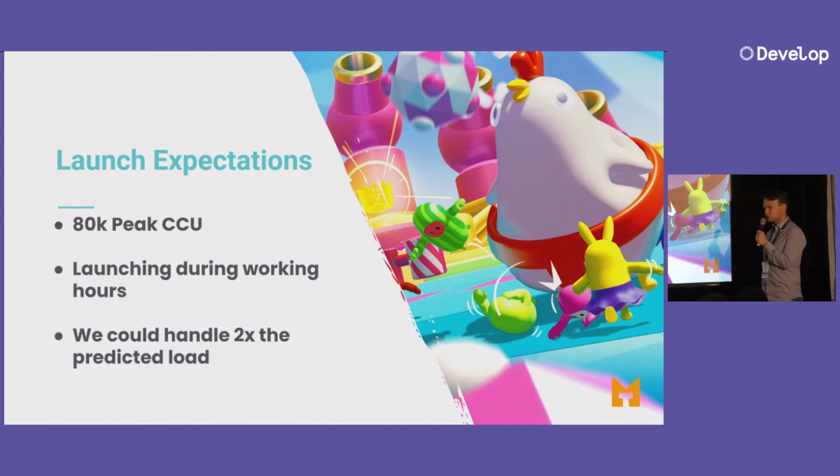We also expected to launch during working hours, because why wouldn't you? Working hours being UK time, and we all work on the services side, so we're used to UTC for everything. It just worked really well. And we thought we could handle 2x the predicted load. So if we're expecting 80K, we'll scale to 160K. That's a nice safe window, right? We're not going to do better than that.